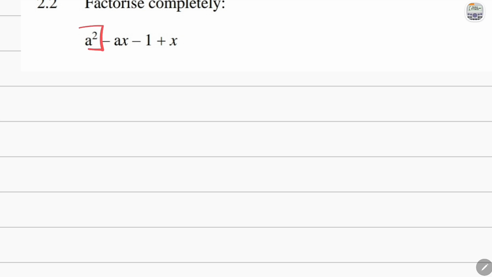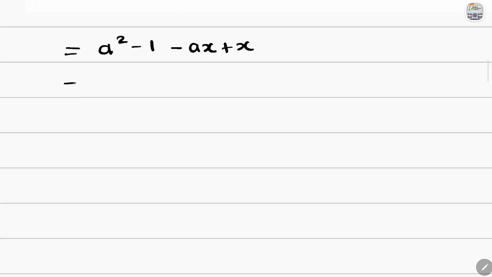We could take the a squared with the -1, and then we could take this negative ax with x, because then they would have things in common. And these two, they actually create difference of 2 squares, a squared minus 1. So let's try doing that. So rewrite it as a squared minus 1 and then minus ax plus x. Okay, so this is equal to, and here these two, group them together and then group these two together.